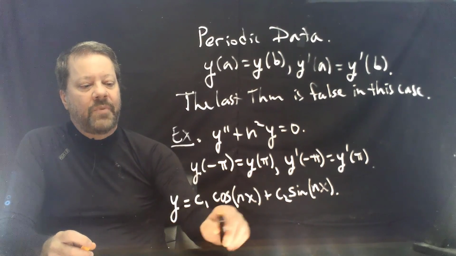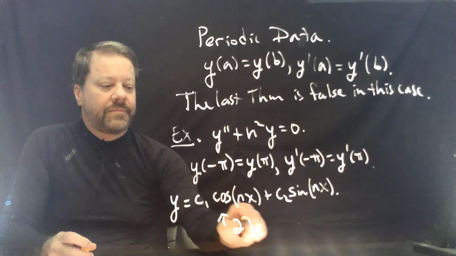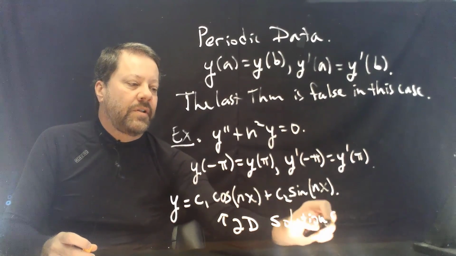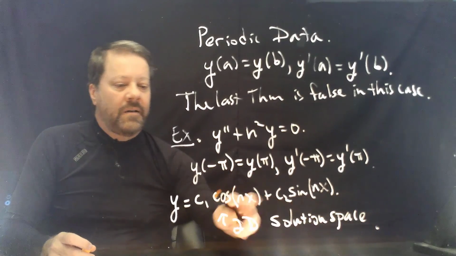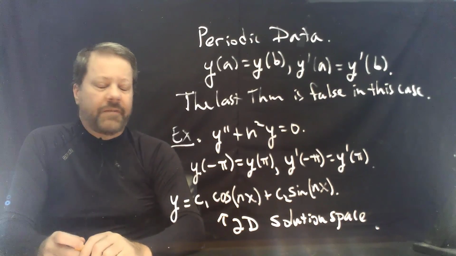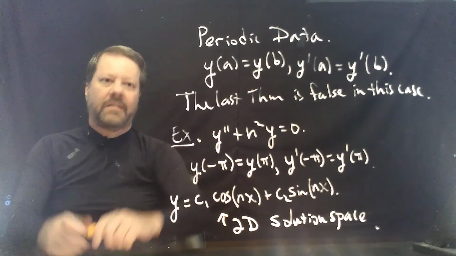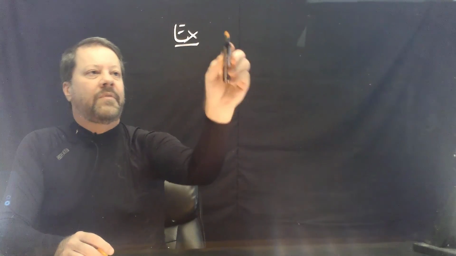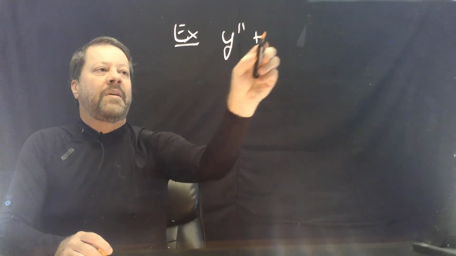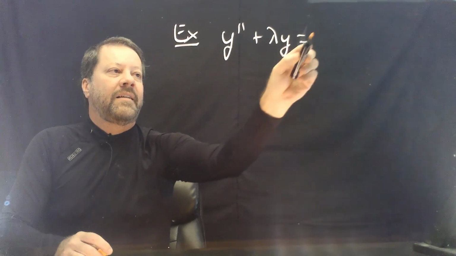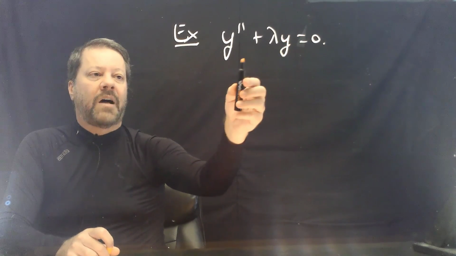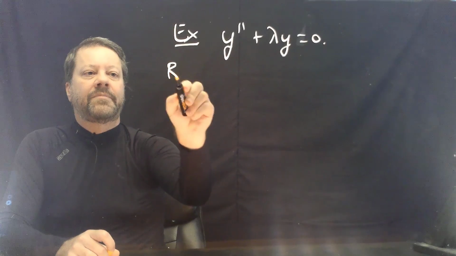And so we have a 2D solution space. The span of these two linearly independent functions will give you the solution space for lambda equals n squared. As another quick example, we'll have y double prime plus lambda y equals 0, which is a fairly general Sturm-Liouville problem. We'll have Robin data.